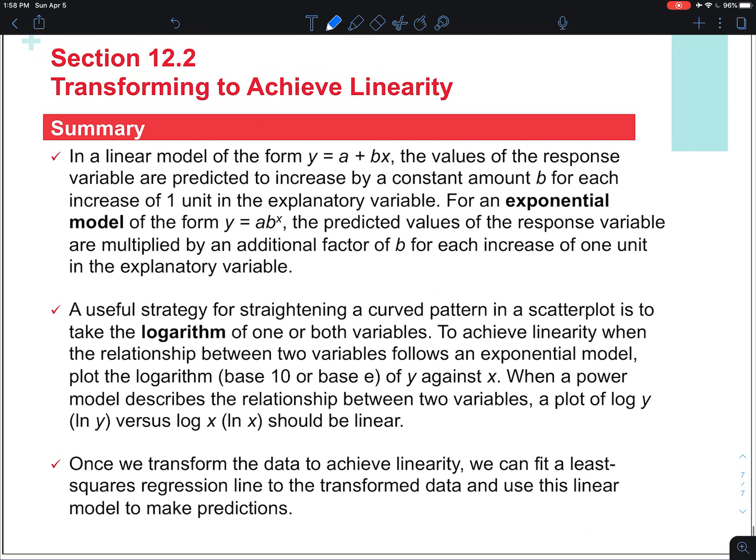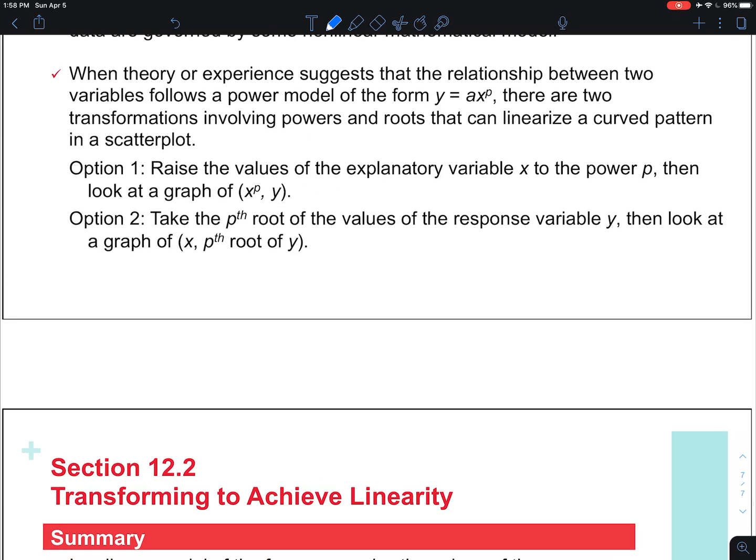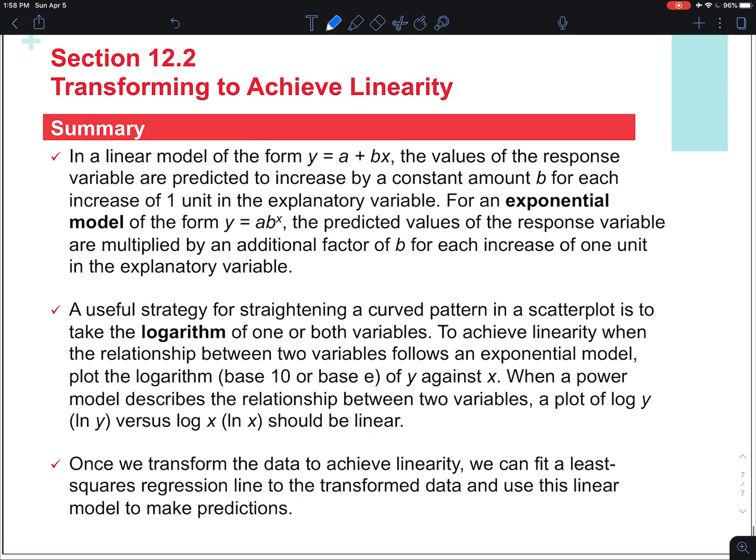So this exponential model, well, let me go back here. You could do power and root options, but that would require you to know the relationship. You would need to know that it's a square or a cube relationship. That's what we did with the fish, but that doesn't really come up in what we do. So don't worry about those. Really, we have log y and log both.